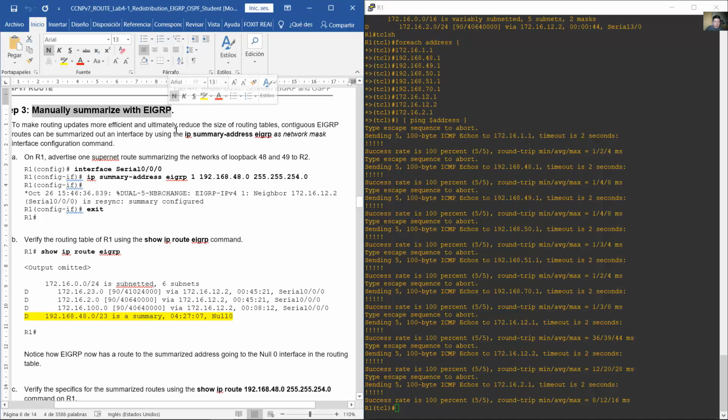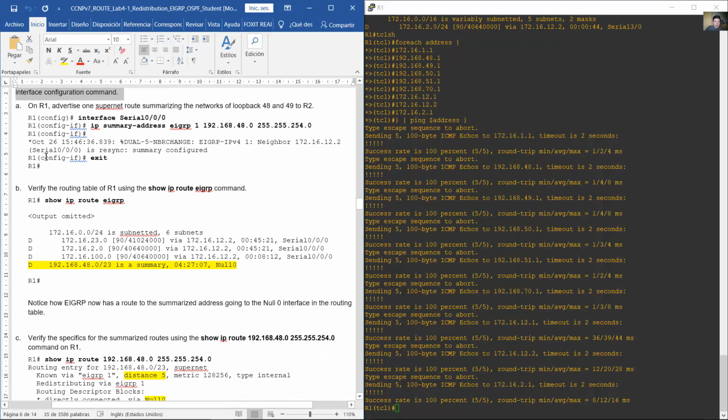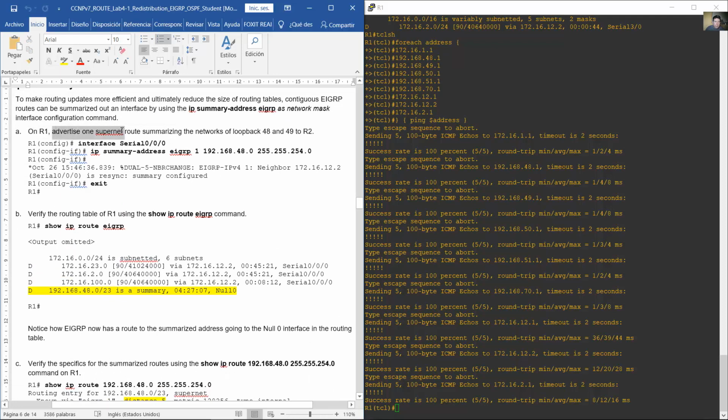Manually summarize with EIGRP. To make routing updates more efficient and ultimately reduce the size of routing tables, contiguous EIGRP routes can be summarized out an interface by using the ip summary-address eigrp command with the autonomous system, network and mask, in interface configuration mode. On R1, advertise one supernet route summarizing the networks of loopback 48 and 49 to R2. Use this command on serial 0 on R1.